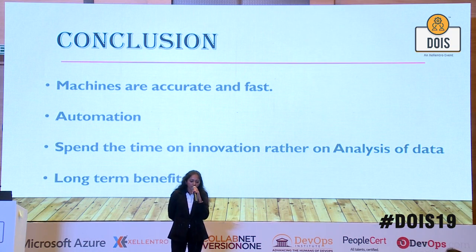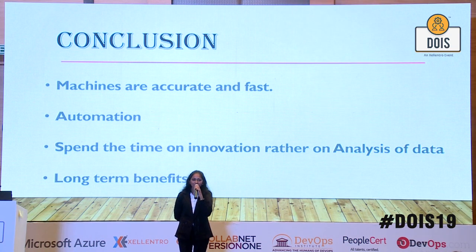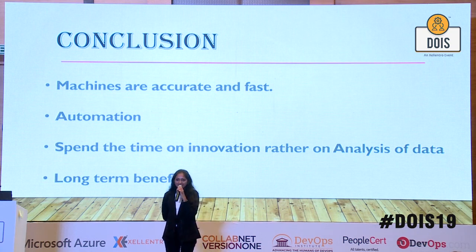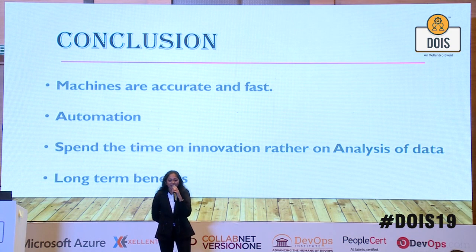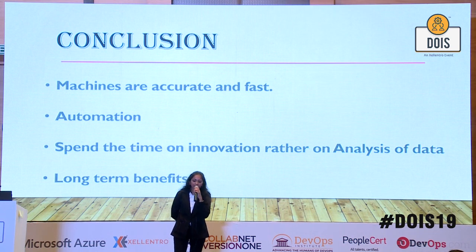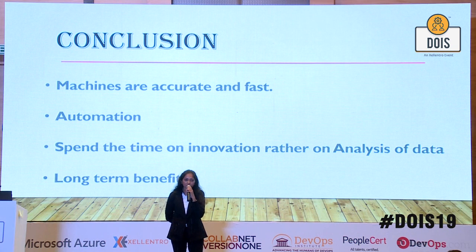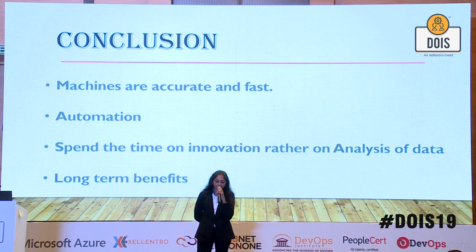So coming to an end, machines are accurate and fast. Do you all agree? I don't agree. Because humans are required to feed the data to machines, right? Definitely they are accurate and fast, but humans are smart, and humans are definitely required to feed the data to the machines.